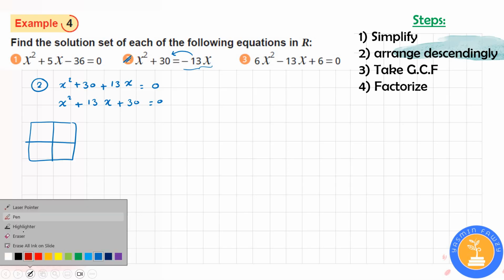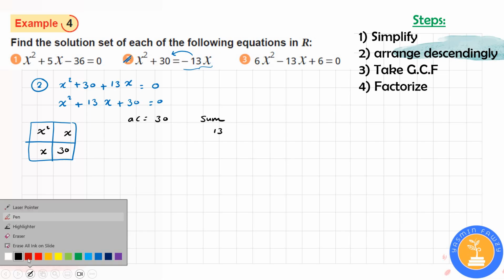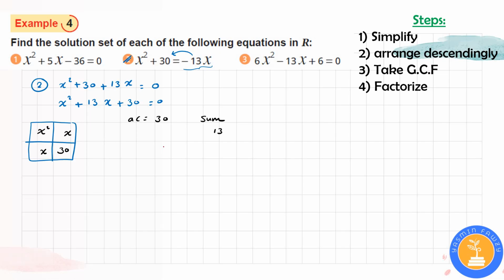Okay, let's put the first one here up and the last one here down. The middle here has x and x. Now AC this time equals 30. Why? Because A equals 1, right? We look for the sum between numbers will be what? Will be 13. So what are the two factors of 30? If we multiply them together, we get 30, and if we add them together, it will be 13. We have what? 10 and 3.